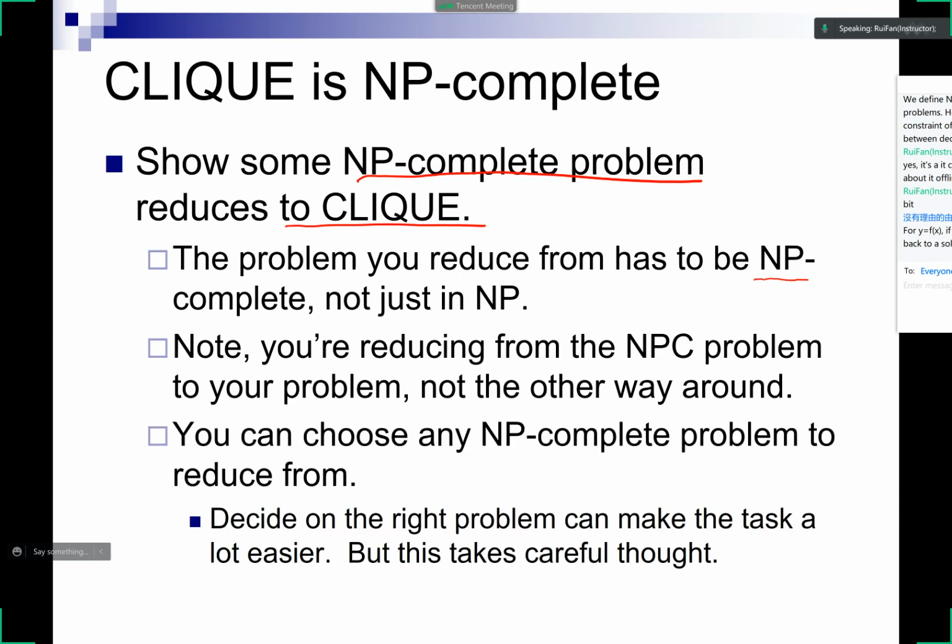The final thing is that we can actually choose any NP complete problem to reduce from, any one that you want. And so you have to choose the right problem, because if you choose a wrong problem to reduce from, it can make the reduction very hard to construct. But if you choose the right problem, it makes it easier to come up with these reductions. So when you do one of these proofs, oftentimes one of the hard steps is to think about which NP complete problem you want to reduce from. Yeah, that's important.